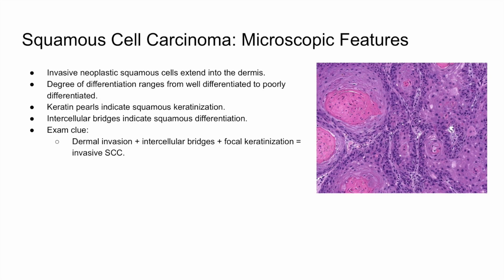Microscopically, invasive squamous cell carcinoma contains nests or cords of atypical squamous cells that cross the basement membrane and extend into the dermis. Well-differentiated tumors retain recognizable squamous features, including intracellular bridges and keratin pearls, which are concentric collections of keratin produced within tumor nests. Poorly differentiated tumors show greater pleomorphism and mitotic activity with less obvious keratinization. The high-yield combination is dermal invasion, intracellular bridges, and focal keratinization, which strongly supports invasive squamous cell carcinoma.